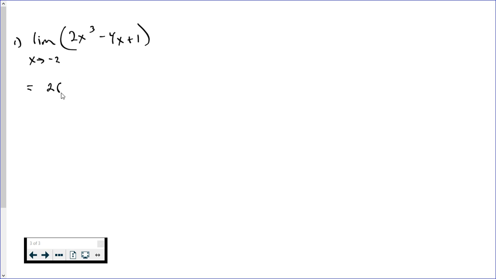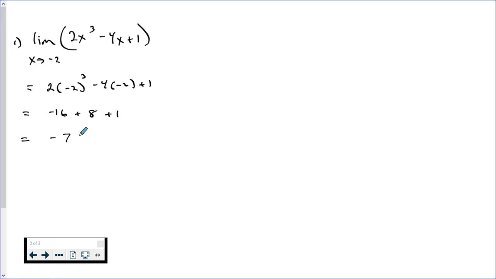You get 2 times -2, that's me chucking it in, -4 times -2 plus 1, and just kind of crunch the numbers here. So -2 cubed is going to be what? -8 times 2, -16. It's going to be +8 plus 1. You're going to get -8 here, and then plus 1, -7. So your answer is -7.